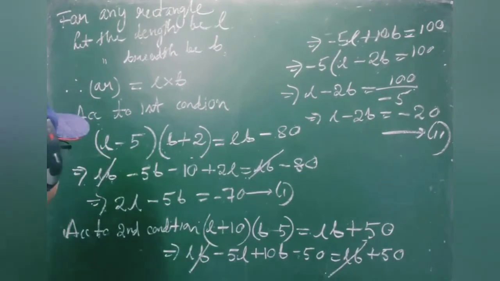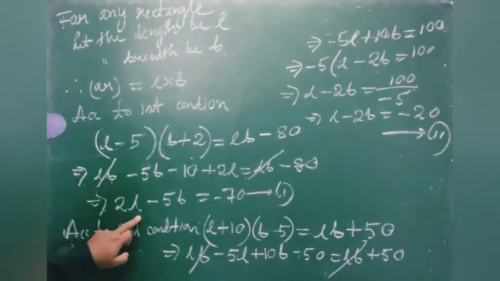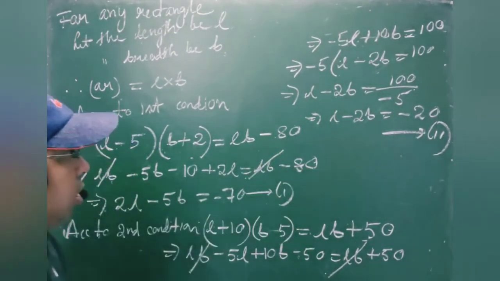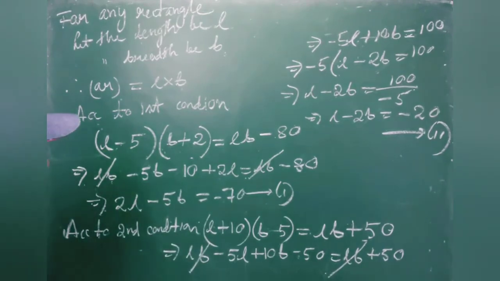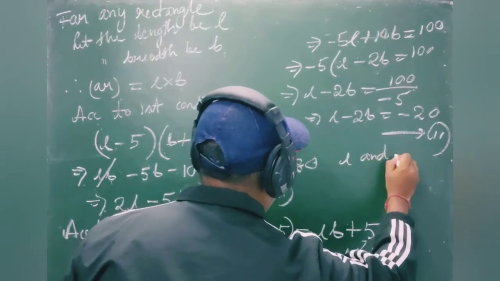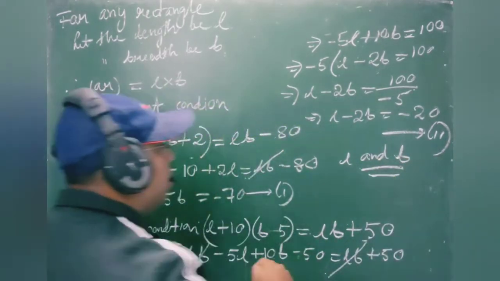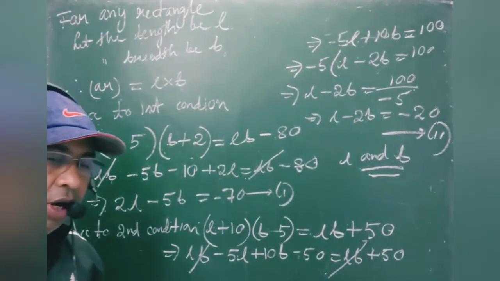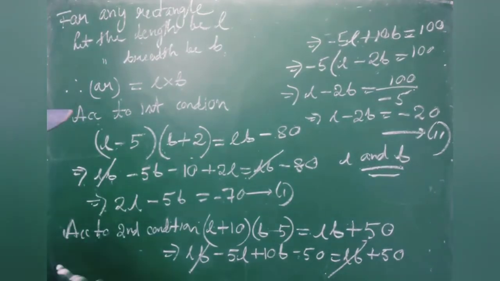You solve these two equations, equation 1 and equation 2. This first equation and this one is your second equation. You know how to solve the equations. You solve them to get the values of L and B, which is the answer for this particular question, because the question is to find the length and the breadth of the rectangle. So I believe this particular sum is clear to you.